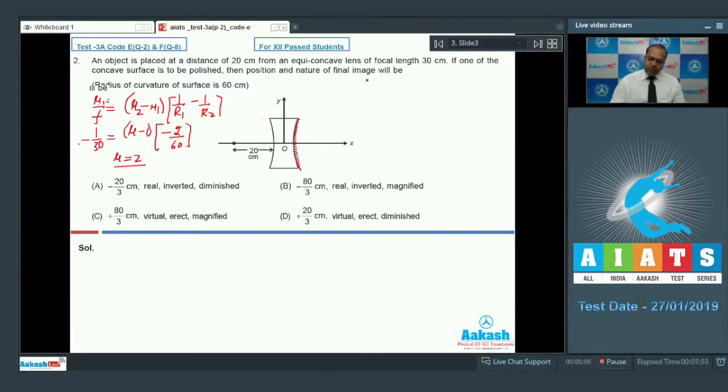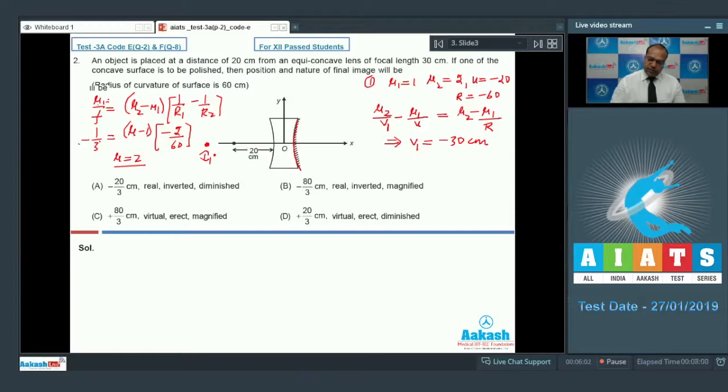Now if I apply the refraction through curved surface first, then the value of mu 1 is 1, the value of mu 2 is 2, the value of u is minus 20 centimeter, and for this the value of r is minus 60. So if I substitute the data in mu 2 upon v minus mu 1 upon u is equal to mu 2 minus mu 1 by r, then I find the value of, this is my first image v1, so the value of v1 comes out to be minus 30 centimeter. So in this case, the first image is formed at this position.